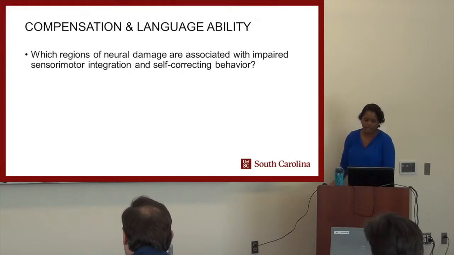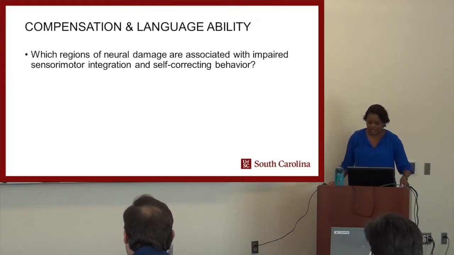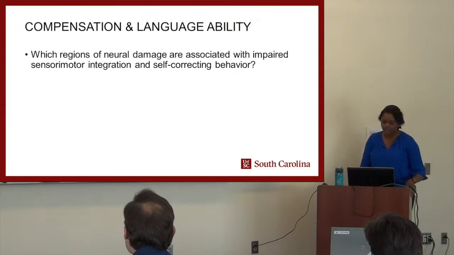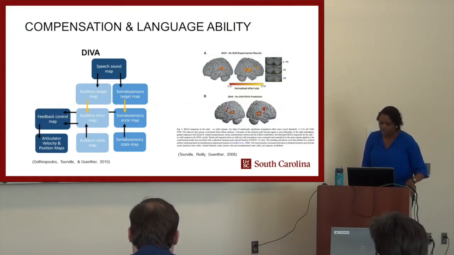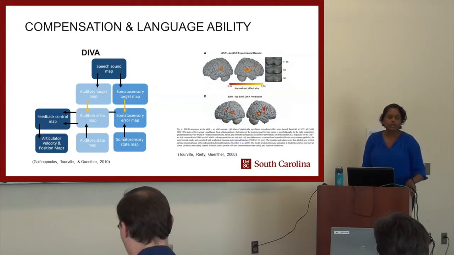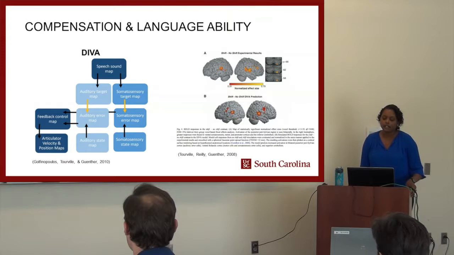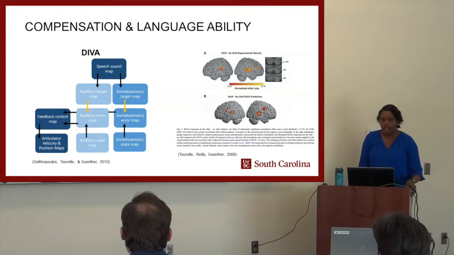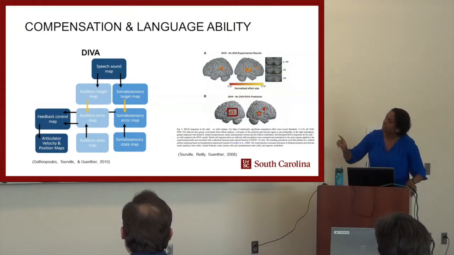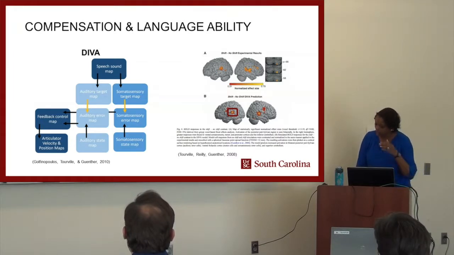And then the second question was looking at which regions of neural damage are associated with impaired sensorimotor integration and self-correcting behavior. So if we go back to our models, each of the components of these models have been associated with particular neural regions based on neuroimaging studies. And in both of these models, area SPT is relevant. So for the DIVA model, the posterior perisylvian region, which is highlighted here, you can also see it in the right hemisphere in that image, has been associated with the auditory error map.